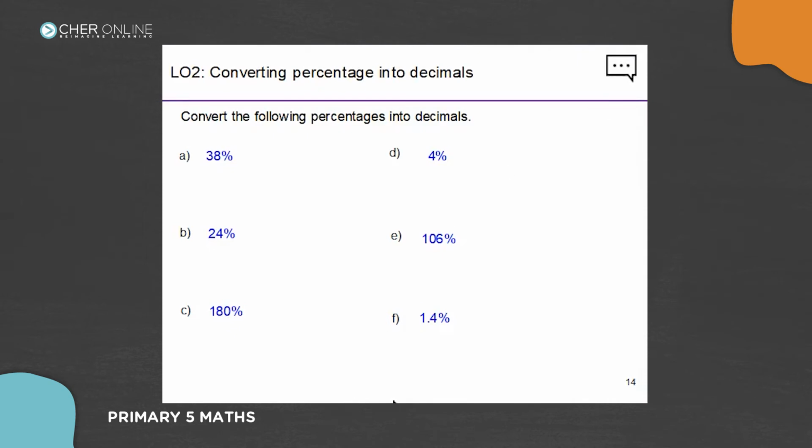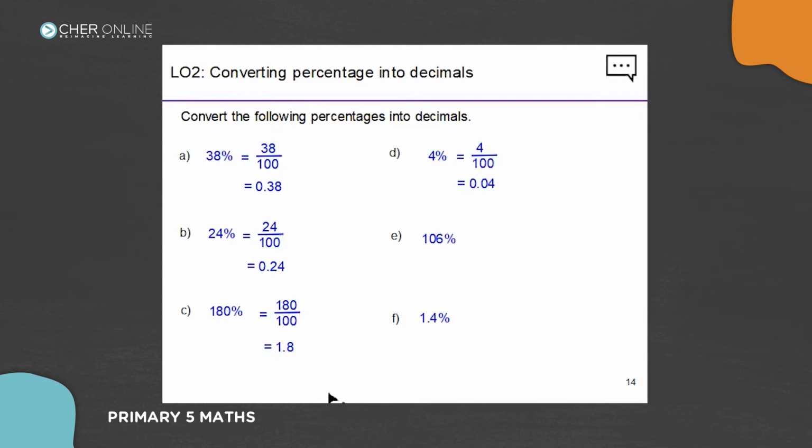So 0.38 will be... Okay, 180%, take note, is 180 out of 100, which is 1.8. That was the one which might be a little bit tricky for some of you. So be careful, it is 1.8, not 18, not 180. It's 1.8. And Mick has already told us D is 4%, which is 0.04, very good.